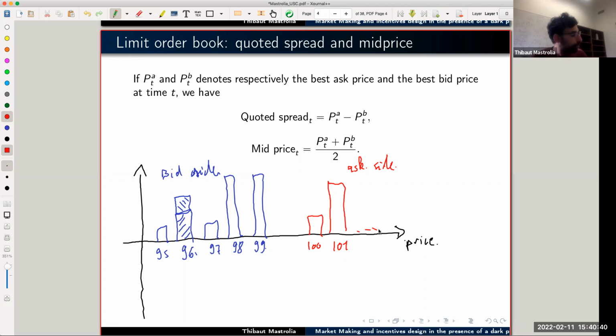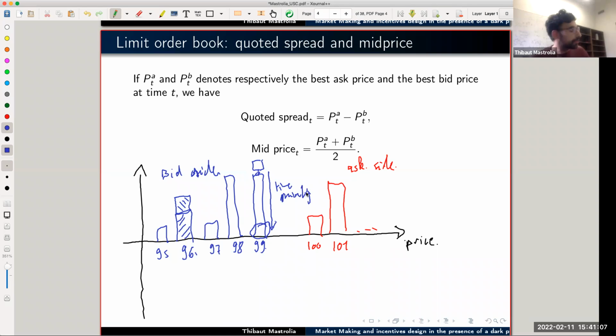So the price-time priority is the following. If you are the faster, you will be executed. Each order which arrives at 99, for example, is added in the queue in this column, and the first one is executed first. So this is the time priority.